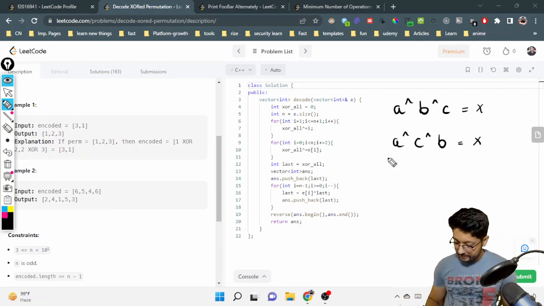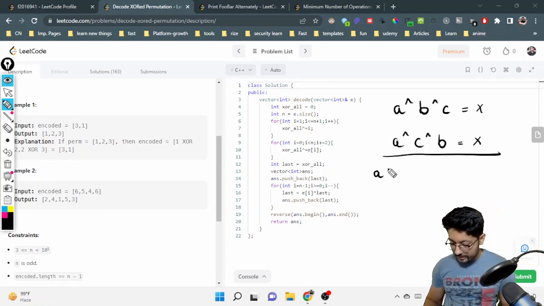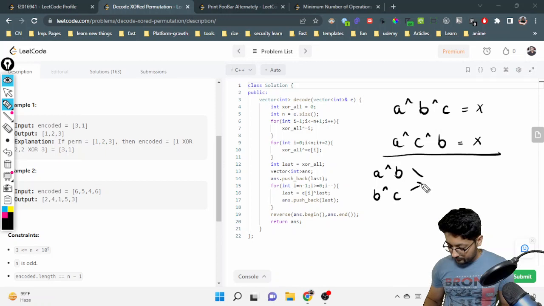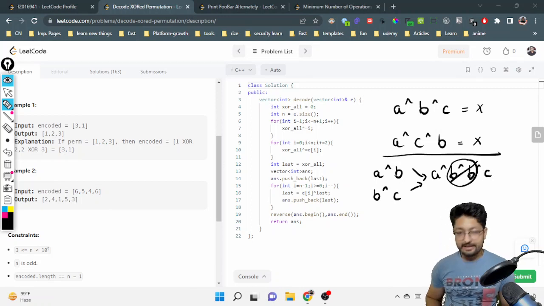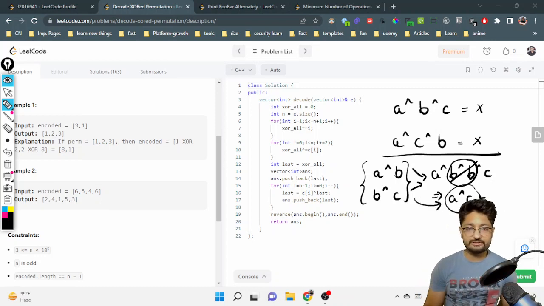The other property is that if you do a XOR of two numbers that are the same, they cancel out each other. So let's say I have a XOR of A XOR B. Okay, and I have a XOR of B XOR C. If I do a combined XOR of all of them, which eventually means that A XOR B XOR B XOR C, these two B's eventually cancel out each other, and it becomes A XOR C. So this term actually becomes A XOR C. Okay, these are some properties that you can remember.